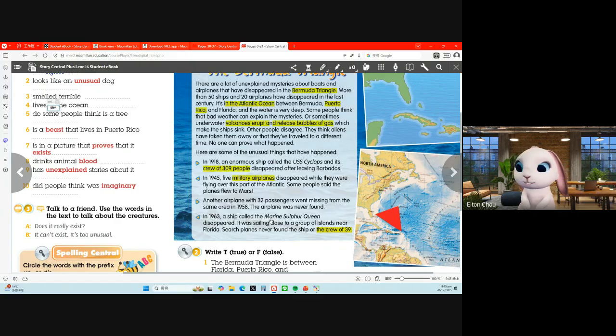But over time, we could see some major events in this area. For example, the USS Cyclops with its crew of 309 people just disappeared in 1918, and also five military airplanes disappeared in this area in 1945, by the end of World War II, and also the Marine Sulphur Queen, another ship, just disappeared in 1958, right?